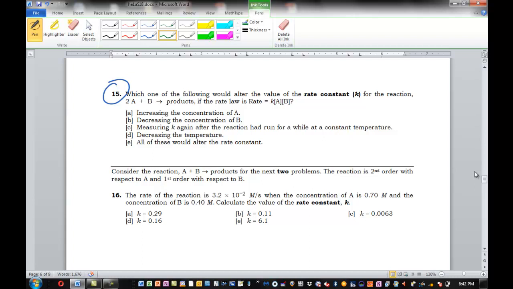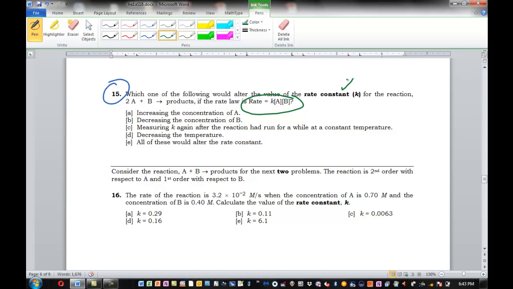So in this one, you are given a rate law. I would look at that. And it's asking about the rate constant. What would alter the value of the rate constant? So the first thing I'm thinking, okay, I have a rate law. The rate constant is part of that. But rate constant, what does that mean? Right away I start thinking, well, it's typically a constant for a reaction. But something changes it, and what is that?